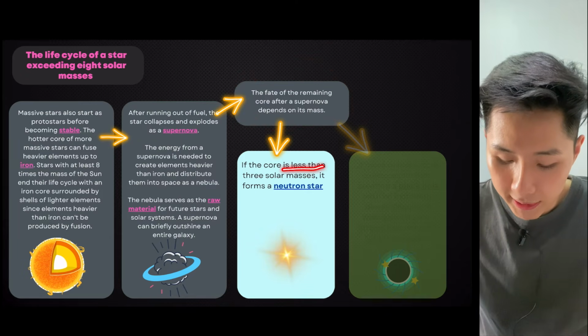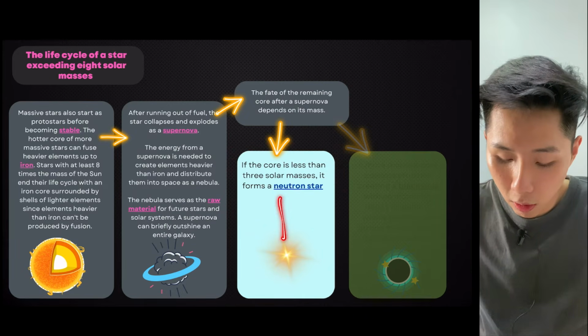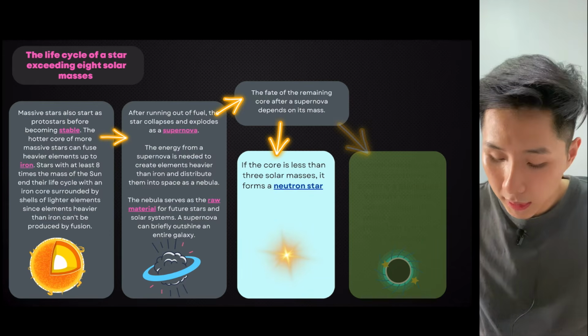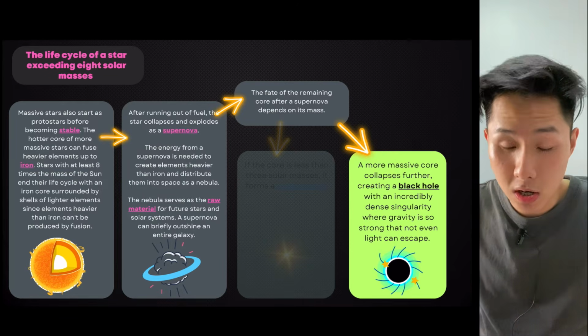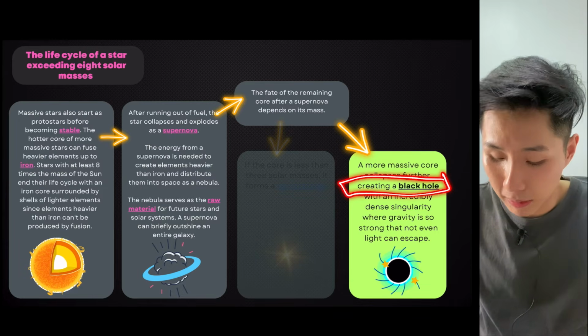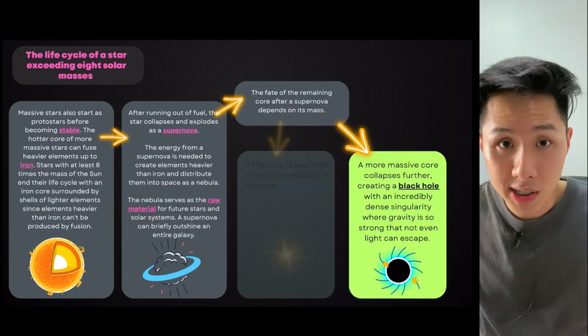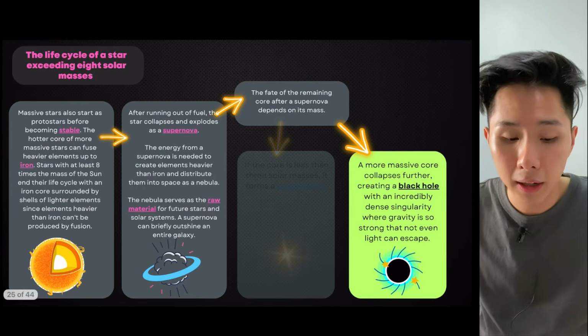If the core is less than 3 solar masses after that, it will turn into something called a neutron star, right? But if the core collapses further, like if the core is a lot bigger, then it will eventually turn into what we know as a black hole, meaning it will absorb just everything. And here they said that even light cannot escape from a black hole.